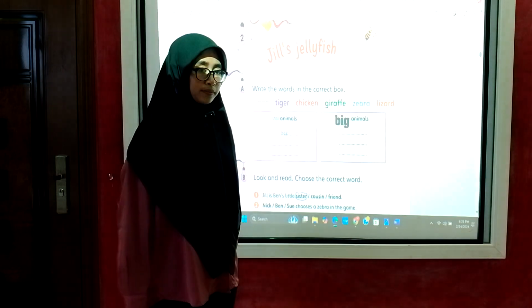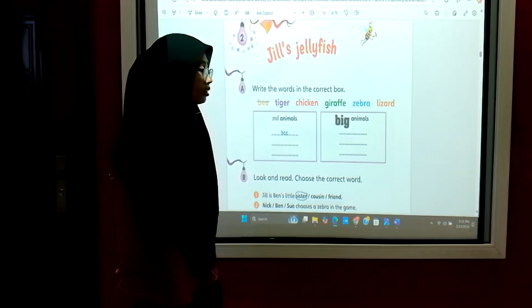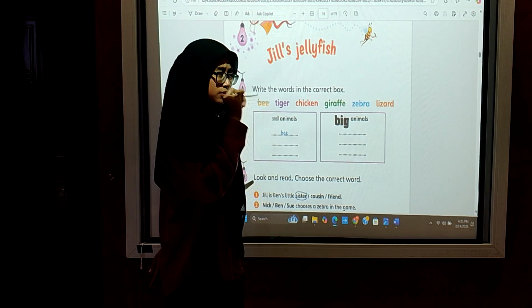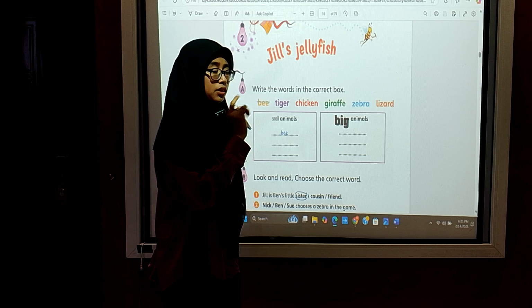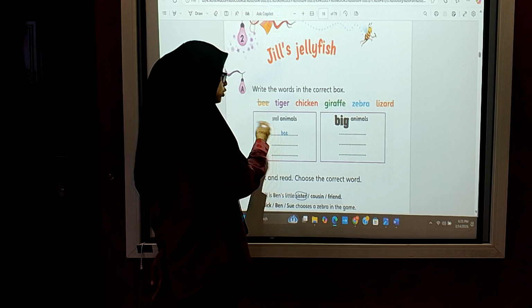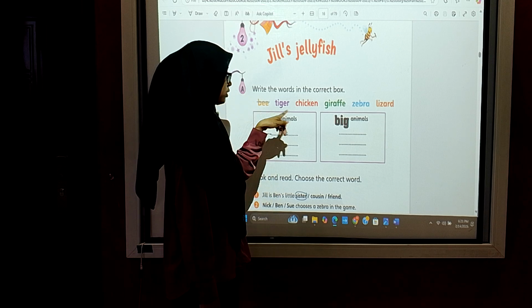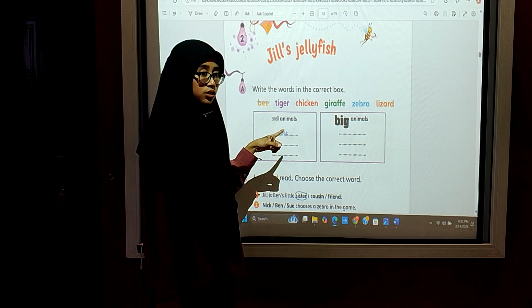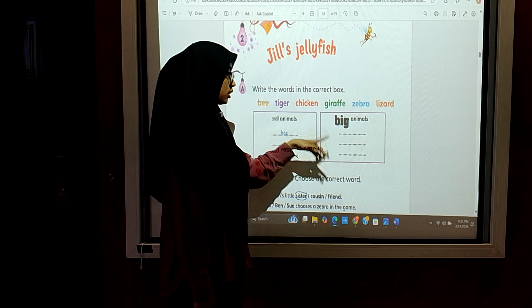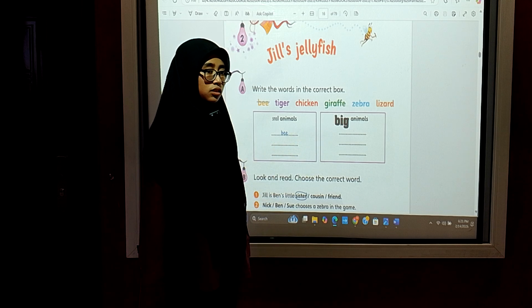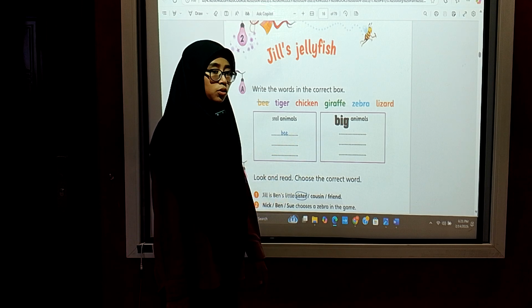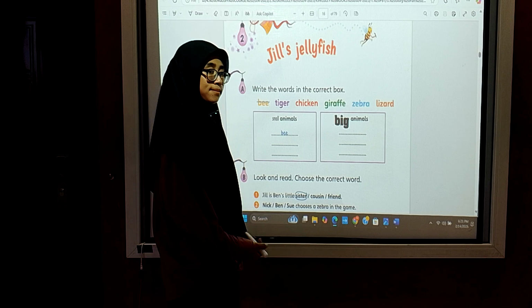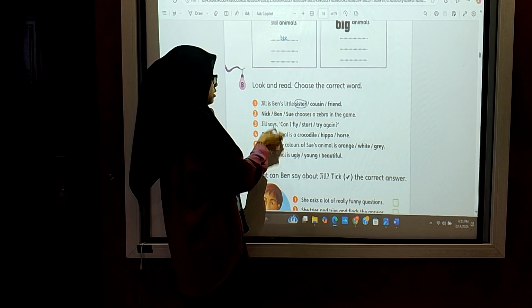And so how do you try to make this? First I review a little bit about the story. And then I go to this exercise. I ask them about the meaning first, and then they have to classify the size: is it a big animal or a small animal? And then go to part B.